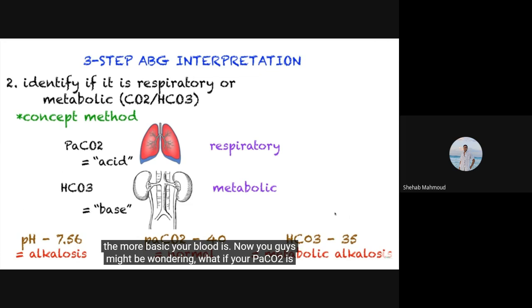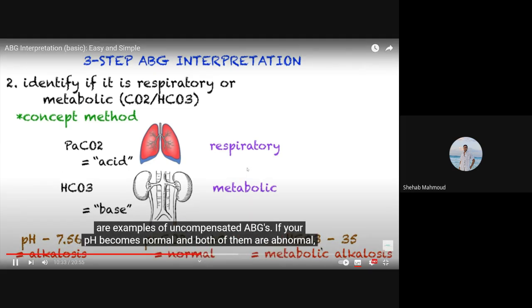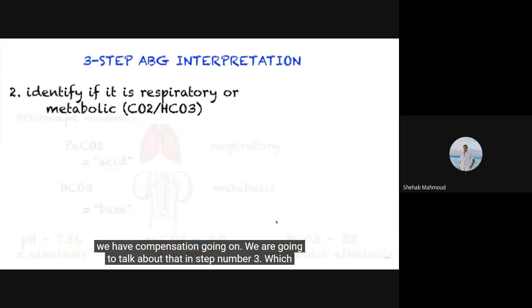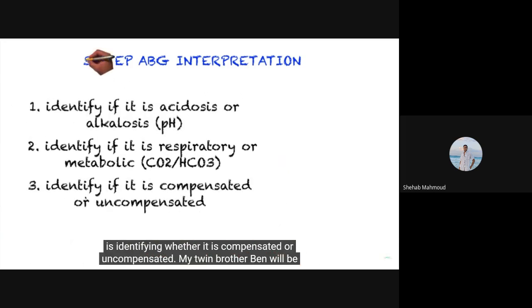Now, you guys might be wondering, what if your PaCO2 is abnormal and your bicarbonate is abnormal? Or what if your pH is normal and both of them are abnormal? You have to remember that the examples that we just used are examples of uncompensated ABGs. If your pH becomes normal and both of them are abnormal, we have compensation going on. We're going to talk about that in step number 3, which is identifying whether it is compensated or uncompensated.